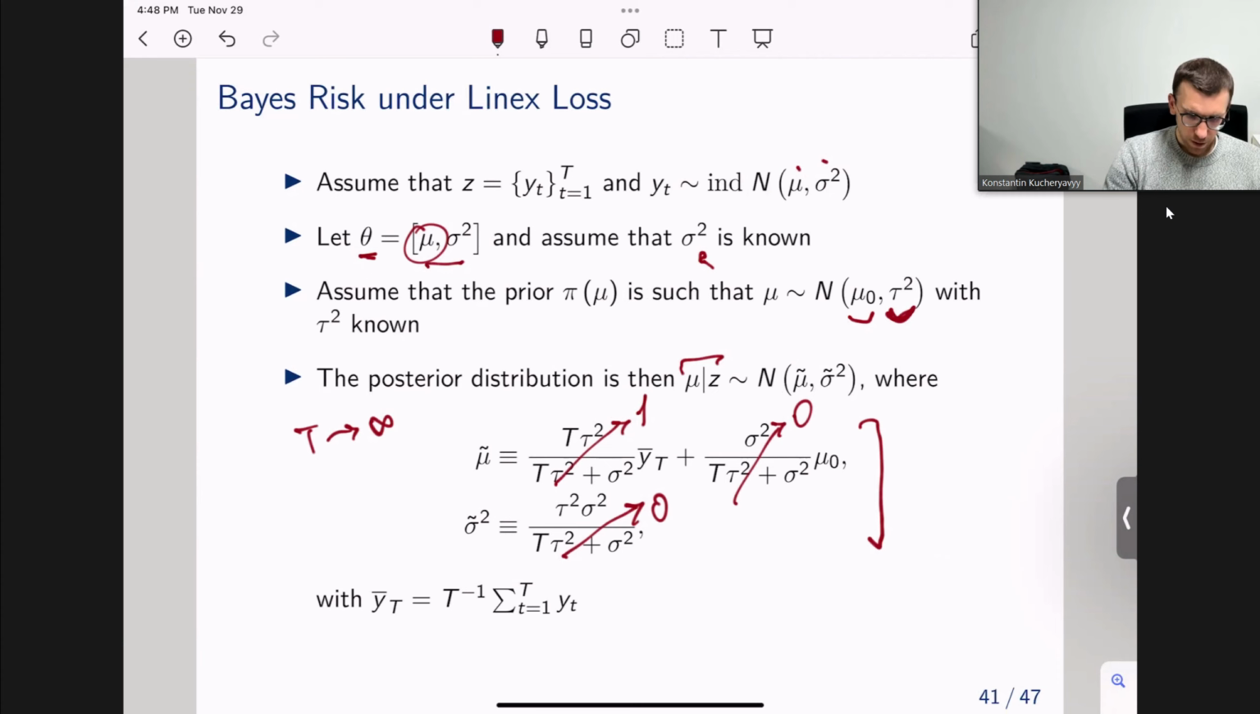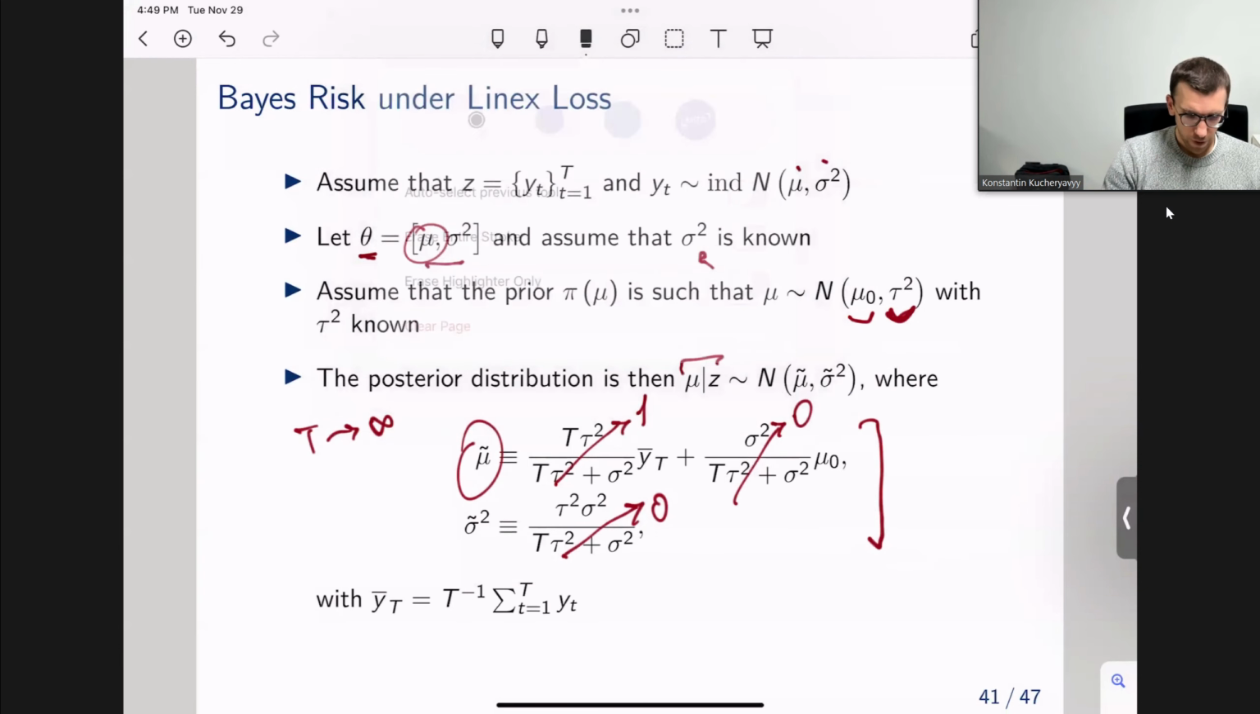The posterior will be mu tilde, which makes sense. So in a huge sample, our prior matters less.